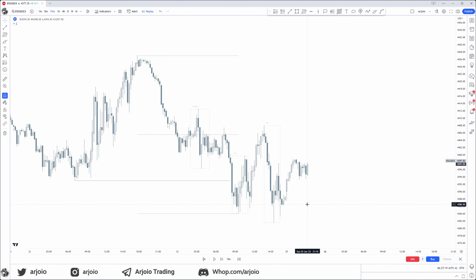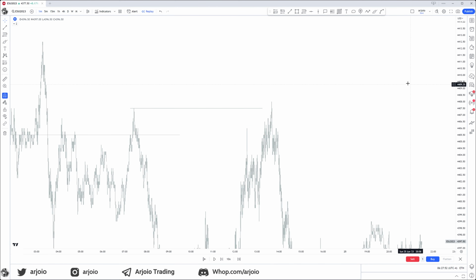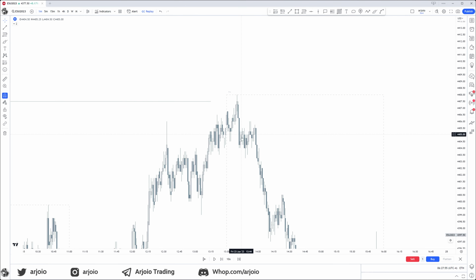And can you now see also the AM session consolidated, the PM session swept liquidity right there at equilibrium, at premium of that range. There could be an entry because in the PM session, like I just mentioned on NASDAQ as well, AM session, PM session, indices in general, they want to hunt liquidity first and then they take off. So right there on the 1 minute, what do we see? We have an exact 1 minute entry right there.